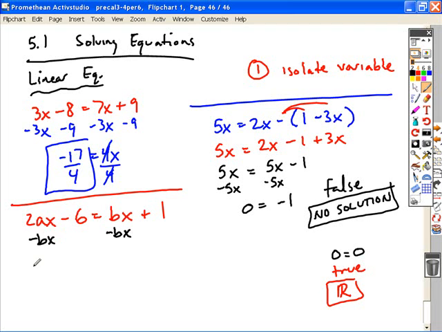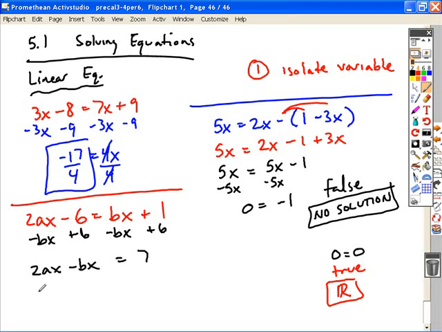Here I'll move them to the left. So that leaves me with 2ax minus bx on the left. At the same time, I can move all the constants to the other side. So if I add a 6 to both sides, and set that equal to 7. And now, in order to isolate this variable, I need to get it out of these two terms. Now, if two terms share a factor, what can you do with that?